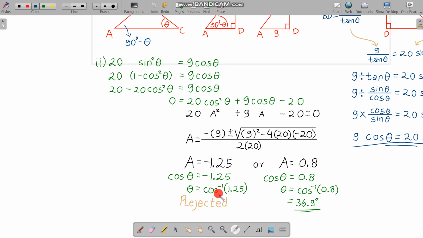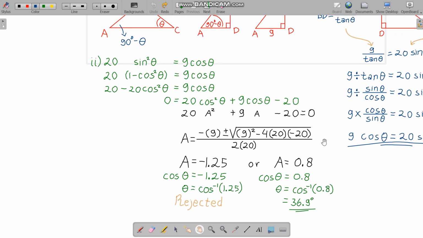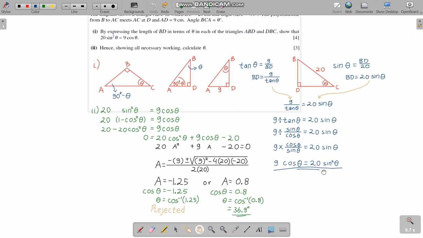This is rejected, you'll get an error. The cos cannot be smaller than minus 1. From here we get the value of cos theta, and the theta is therefore inverse cos. We get the answer in degrees. Alright, that's it for number 1.